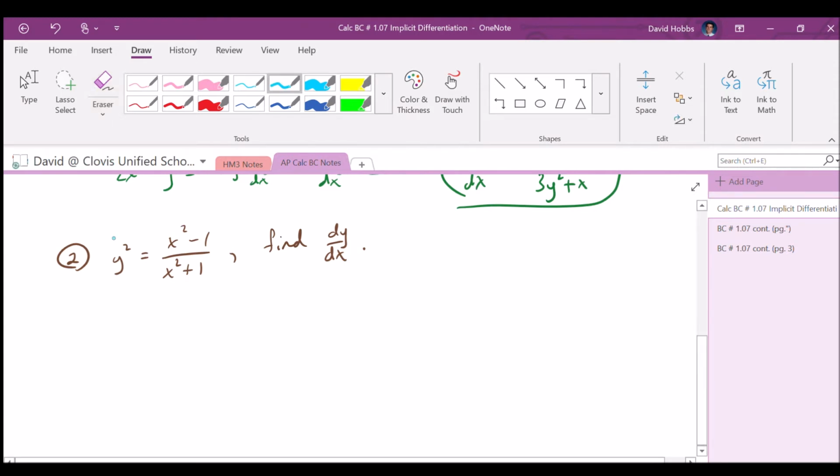Okay, so I'm going to take the derivative of both sides with respect to x. So on the left-hand side, I have 2 times y to the first times, now by the way, this is part of the reason why I don't like y primes. It looks like a y prime there right now.